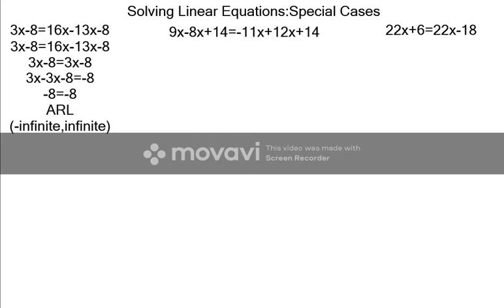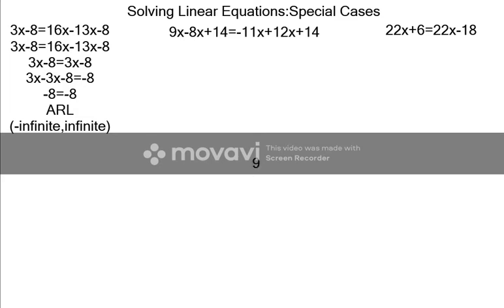Now let's look into the next example. We have 9x minus 8x plus 14 equals negative 11x plus 12x plus 14. Right away it seems like a lot to do, but if you really look at it, you have a lot of really similar things from the last question. So let's try to break it down and simplify it.